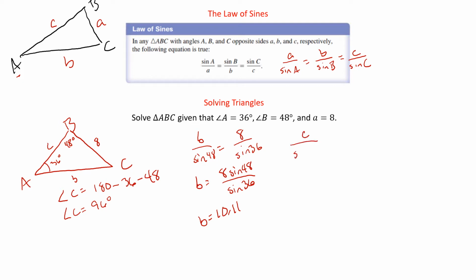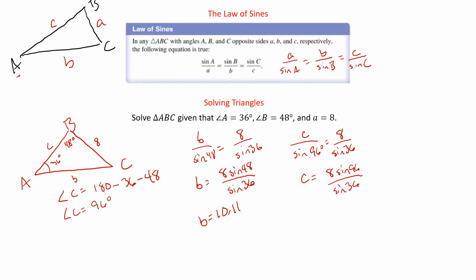Side C over sine of angle C, which was 96 degrees, equals A over sine A. So 8 over sine 36. Now we could use B over sine B for that, except that B is 10.1145, blah, blah, blah. Like, we have a rounded decimal. A is 8. That's it. So I would use just what you're given as opposed to a decimal that you ended up rounding. So we'd again multiply by sine of 96. So C equals 8 sine 96 over sine 36.